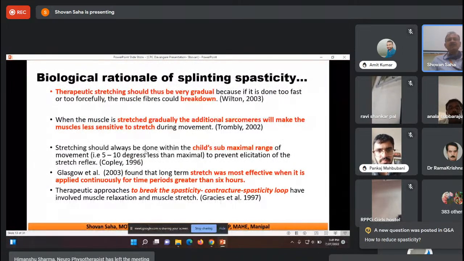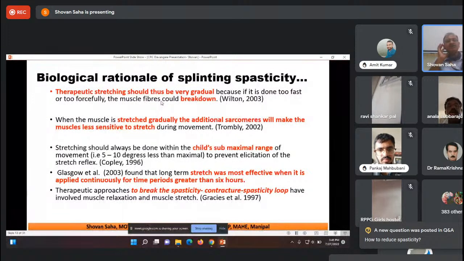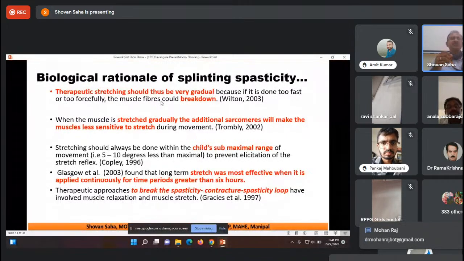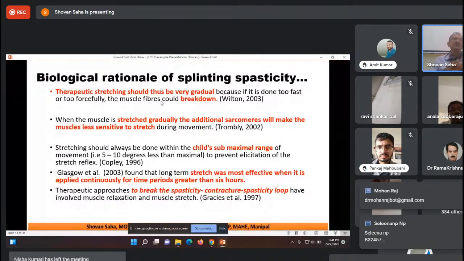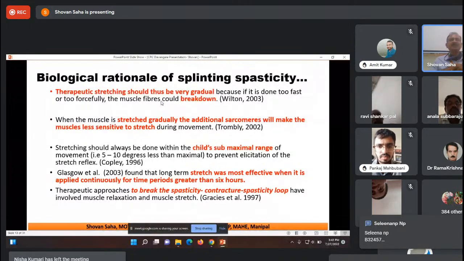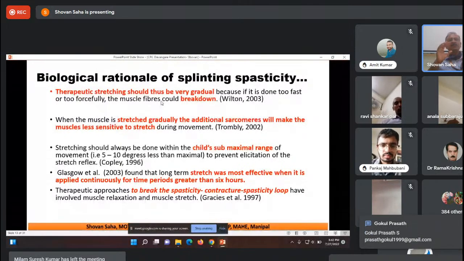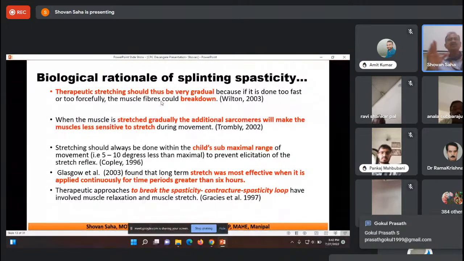Now the biological rationale of splinting in spasticity: therapeutic stretching should thus be very gradual. As we all know, spasticity is none other than a hyperexcited stretch reflex. So it is very important that the stretch is given very, very gradually. When we are giving a splint in spastic conditions, as you are going to see, it is always given at a suboptimal range. That is where this knowledge comes into play.